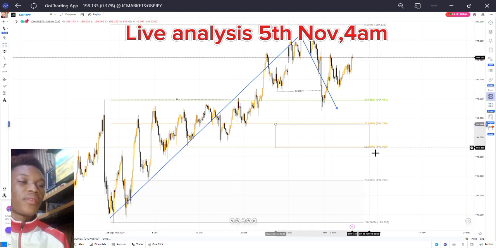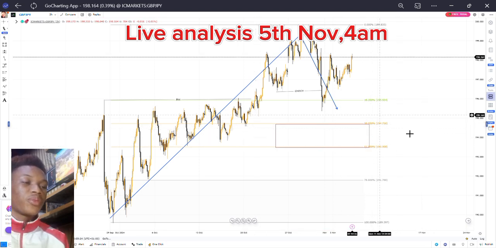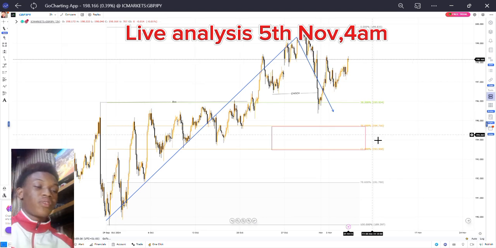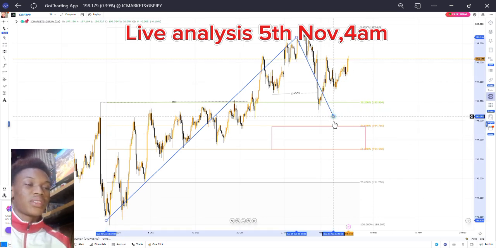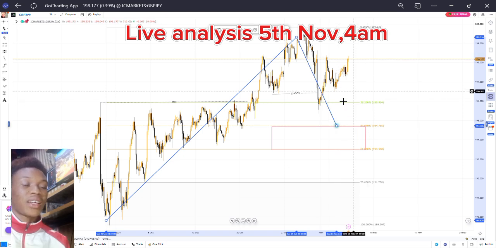So this level is my 50 to 61% level. And if you can see, guys, the level is a bit wide, from this point to this point. That's a lot of pips, guys. So I'll be waiting for a confirmation entry. I'm anticipating that price should come back to this point before I start looking for a buy that is either going to lead to the break of structure or get rejected, guys.